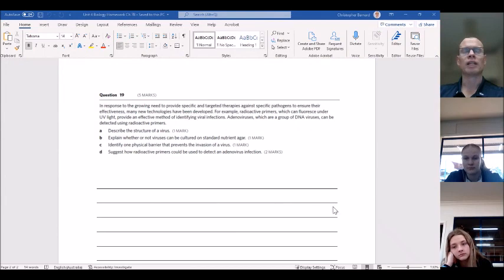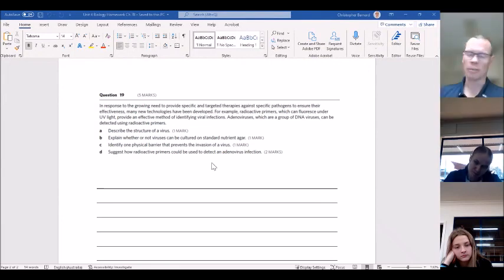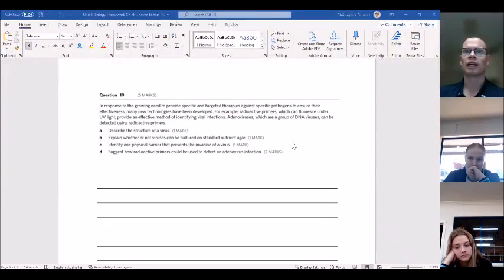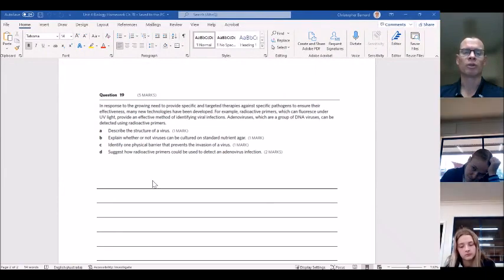This last one is a throwback to stuff that we've talked about before. A radioactive primer. What do we mean by a primer? So I want you to piece together the pieces of the puzzle. Adenoviruses are a group of DNA viruses. So we know that it's going to talk about genetics, it's DNA. That's sort of your hint when we start talking about primers. Where have we talked about primers before?